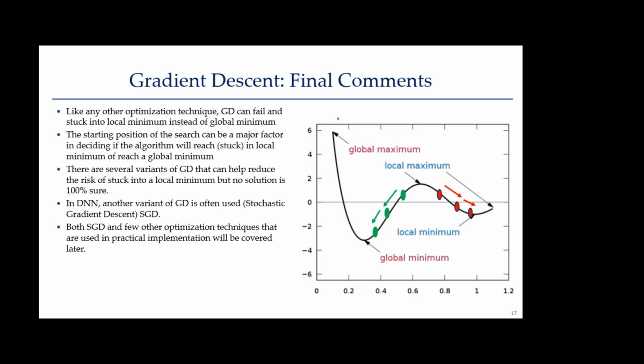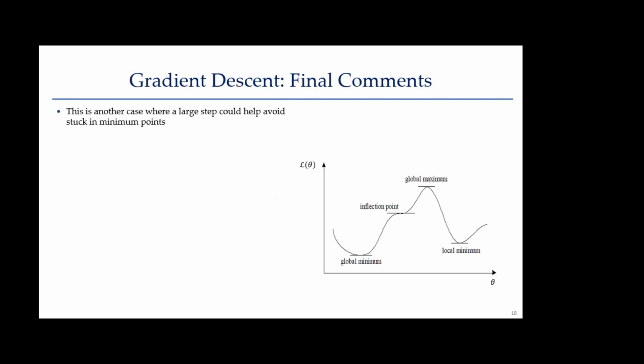Because of this, there are several variants of gradient descent that can help reduce the risk of being stuck in a local minimum, but no solution is guaranteed to achieve 100% results. In DNN, we sometimes use another variant of gradient descent called stochastic gradient descent, which simply uses a subset of the input samples before making changes to the weights. We're going to cover it in more detail later.